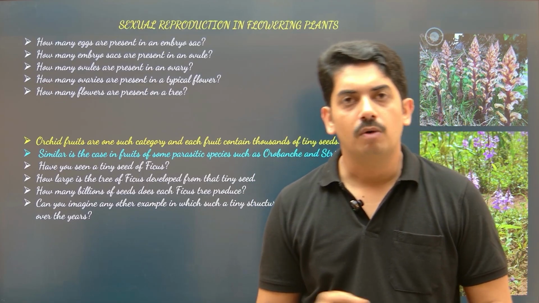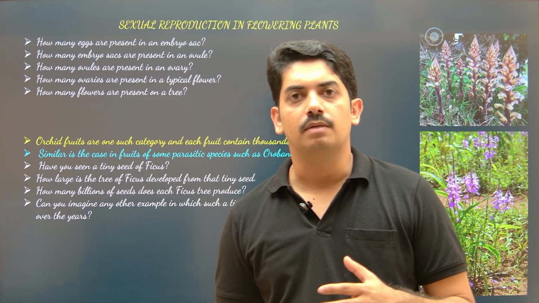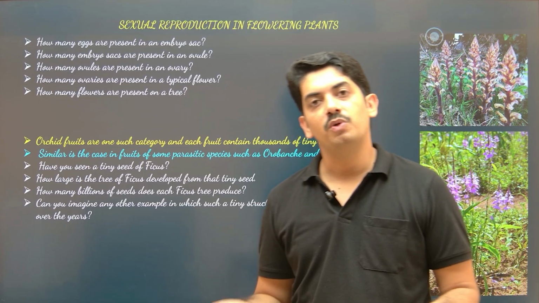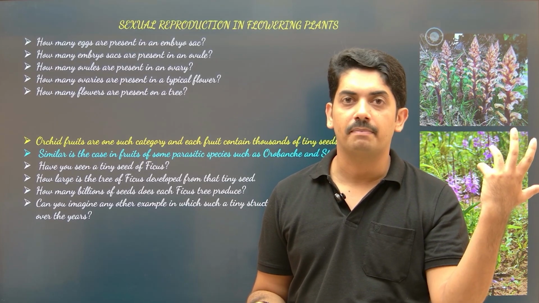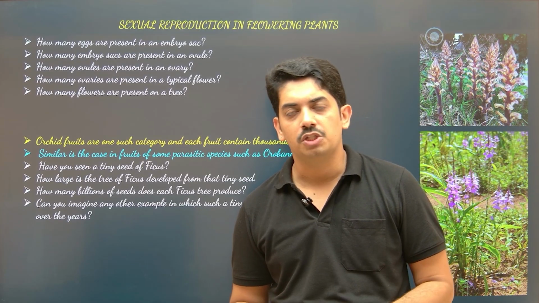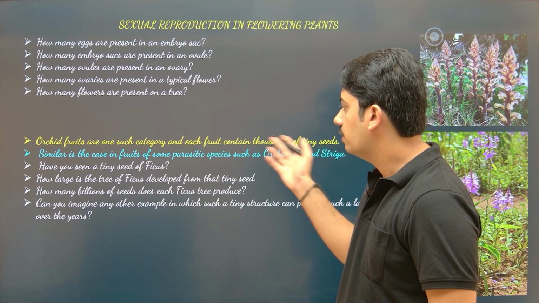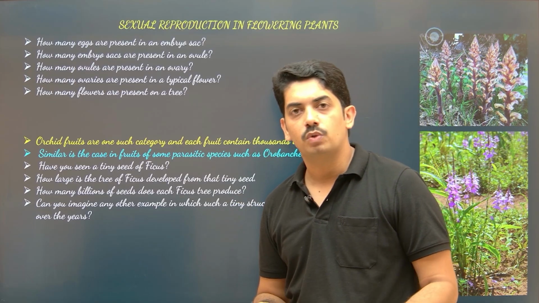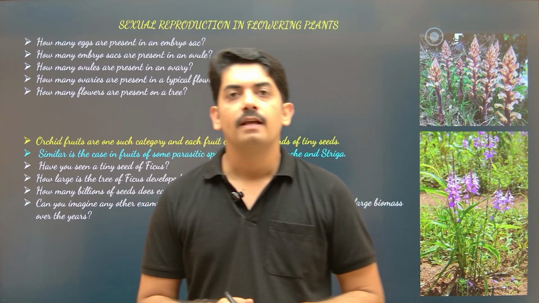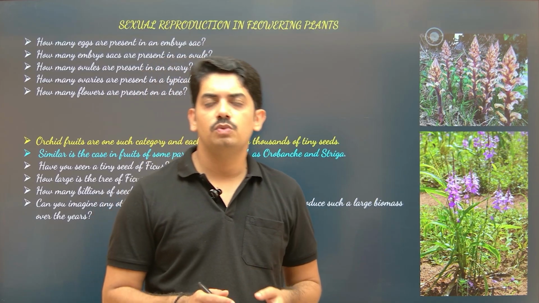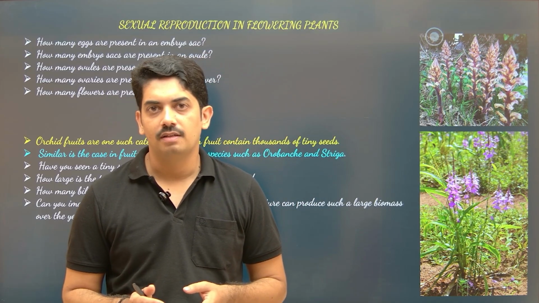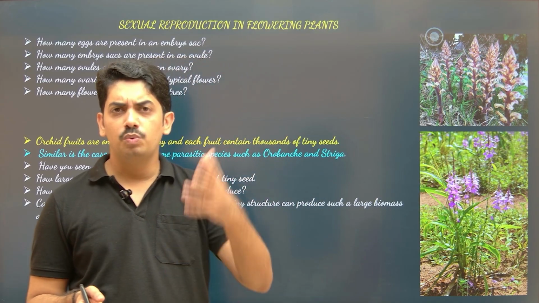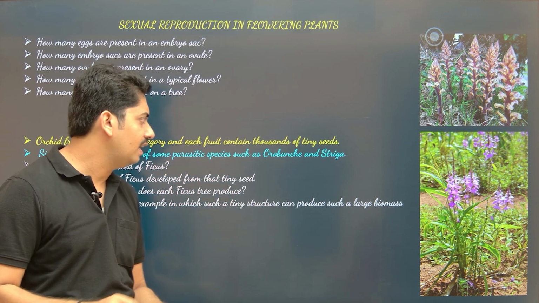If you observe an orchid gynoecium or ovary, how many ovules may be present? Thousands of ovules are present. After fertilization, all those ovules develop into seeds. That's why in the fruits we observe thousands of seeds. If possible, observe a vanilla pod. Inside that vanilla pod, thousands of tiny seeds are present.